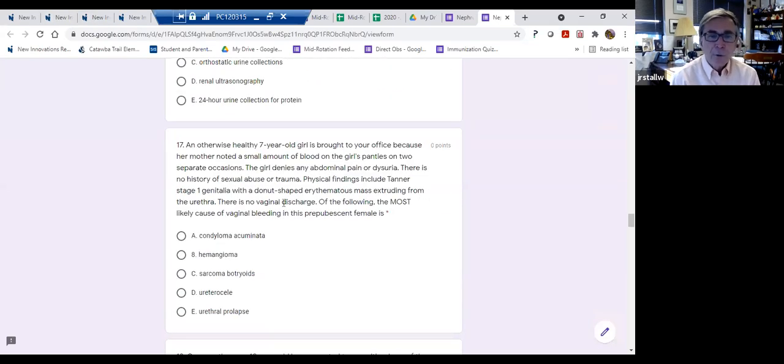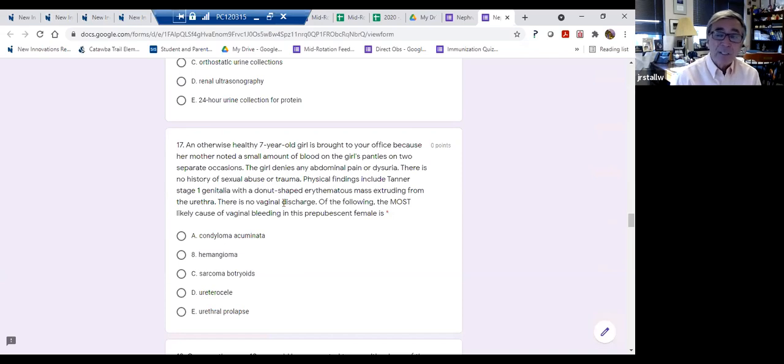Next, an otherwise healthy 7-year-old, small amount of blood in the panties. The girl denies anything. Now, you have to believe the question. You can't play the game of, well, they're saying there's no sexual abuse or trauma, but there really is, and they're not telling me. I know your brain should jump to child abuse or sexual abuse. I got that. But when the stem of the question on a test says there isn't any, unless there's a qualifying statement later within the stem, you take it at par. You take it that, okay, it's not. She has this donut-shaped erythematous mass. I really think they should have said African-American.